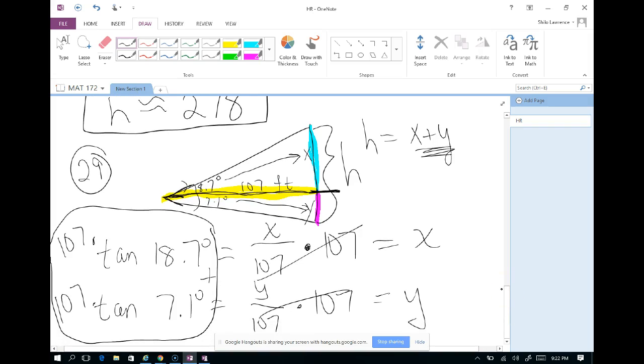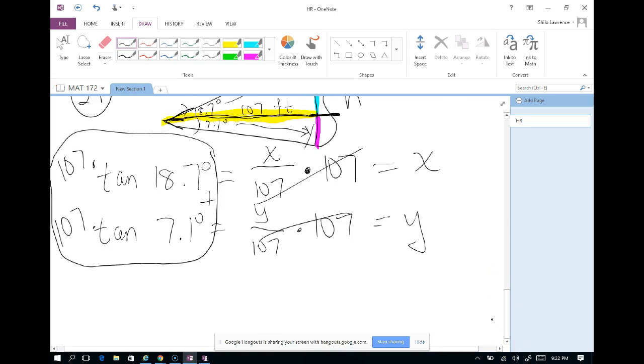Again, make sure your calculator is in degree mode. I see a degree symbol on those angles, and that's really the only thing that tells me for certain that my angles are degrees and not radians. So I've got 107 tan of 18.7 plus 107 tan of 7.1.